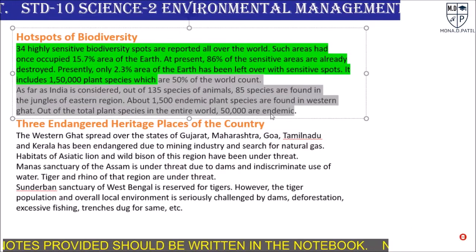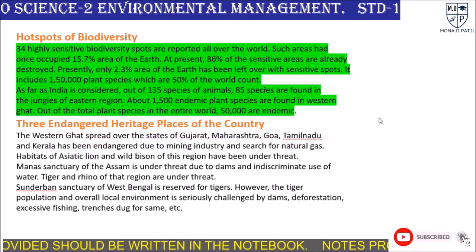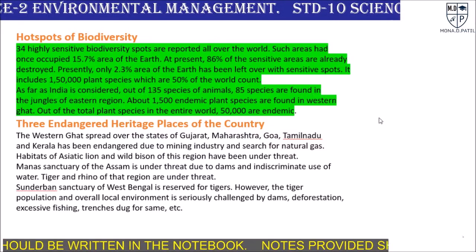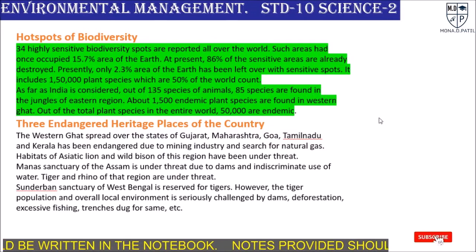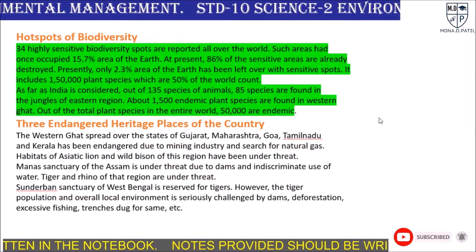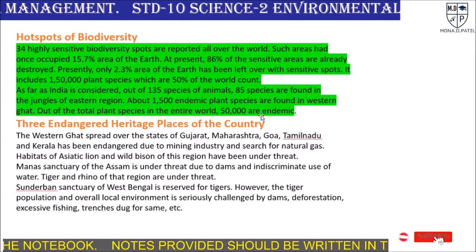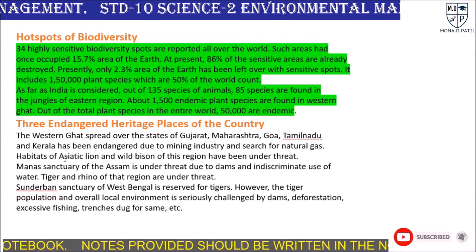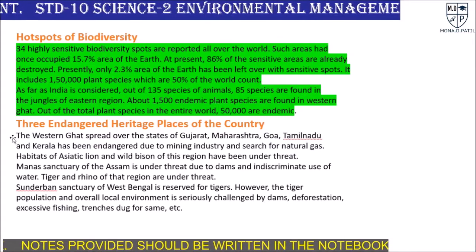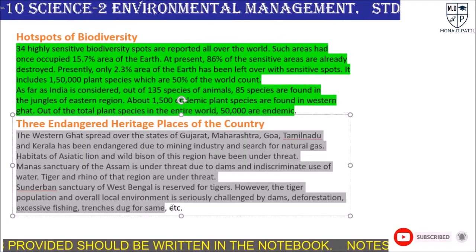As far as India is concerned, out of 135 species of animals, 85 species are found in the jungles of the eastern region. About 1,500 endemic plant species are found in the Western Ghats. Out of total plant species in the entire world, 50,000 are endemic. So here are three endangered heritage places of the country.